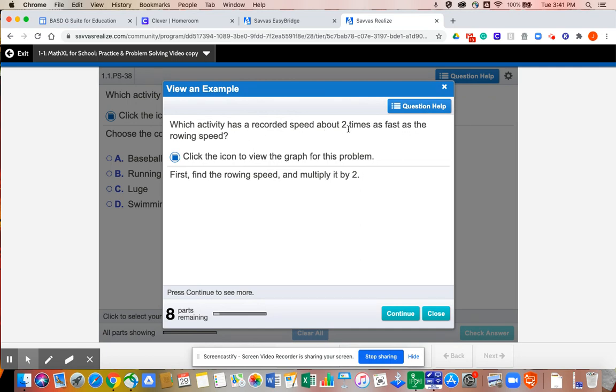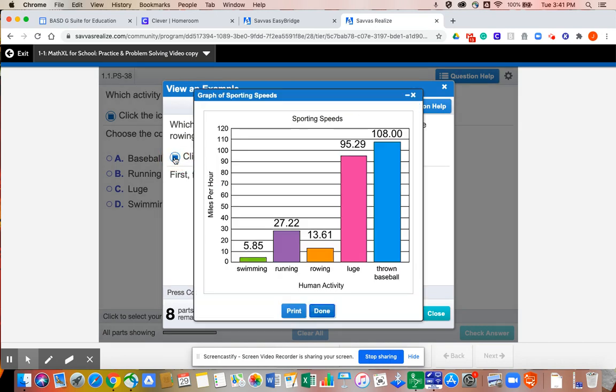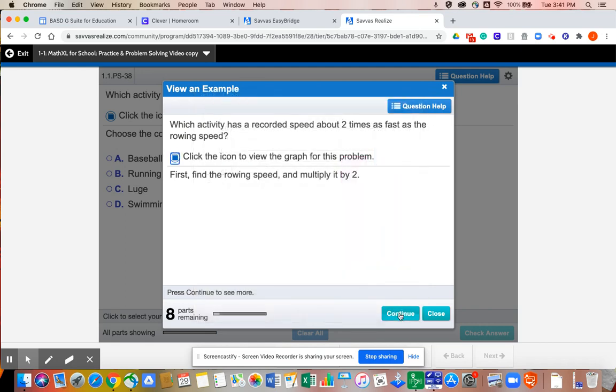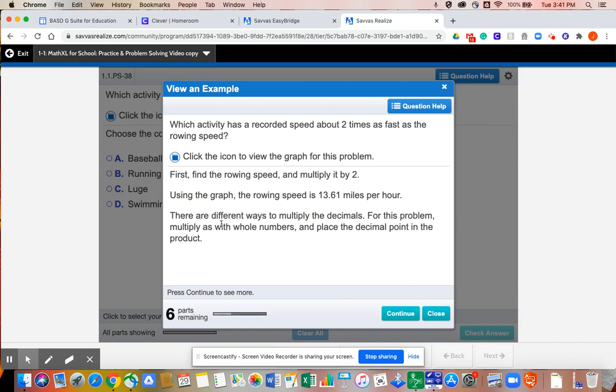Which activity is recorded 2 times as fast as the rowing speed? Okay, so we're going to look first, find the rowing speed, and then multiply by 2. So we're going to look at the graph. Okay, the rowing speed is 13. So we're looking for something around 26. Okay, continue. Using the graph, the rowing speed is 13.61 miles an hour. There are different ways to multiply the decimals. For this problem, multiply the whole numbers and place the decimal point in the product.